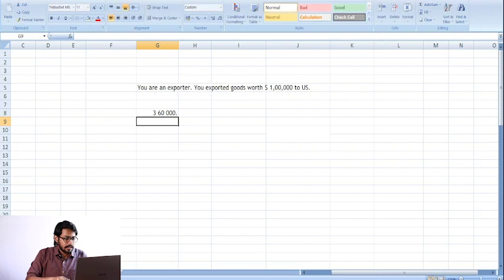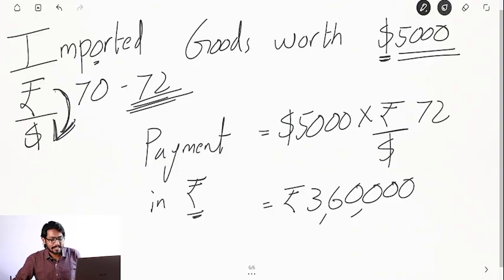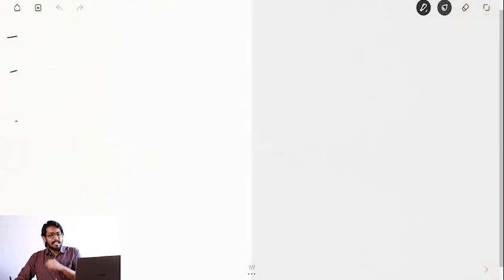Into 72 is 3,60,000. Yes, mental maths, it is rupees 3,60,000. Okay. So far the journey was quite easy. Why? Because one of the currencies involved is rupee. Now the journey gets difficult when you don't find your very dear sweet friend rupee in the question. Shall we check that out?